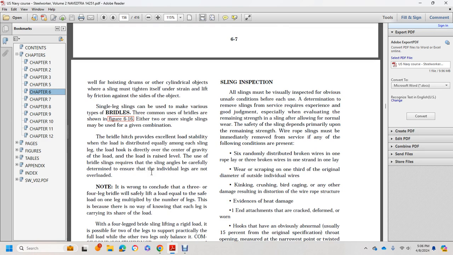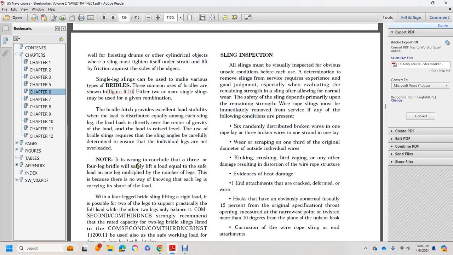The use of bridle slings requires the sling angles to be carefully determined to ensure the individual legs are not overloaded. It is wrong to conclude that a 3 or 4 leg bridle can safely lift a load equal to the safe load of one leg multiplied by the number of legs. This is because there is no way of knowing that each of the legs is carrying its share of the load.